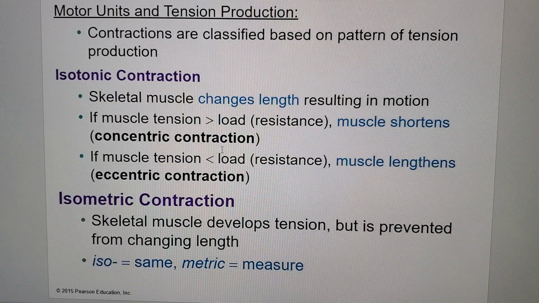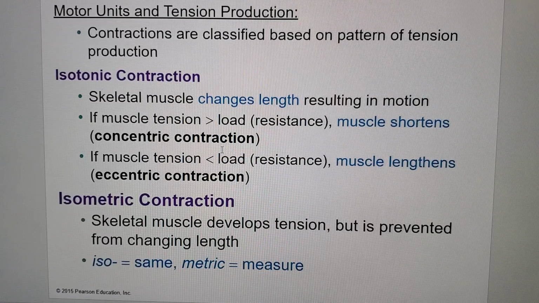Iso means same, and metric means measure. Isometric, these are the same measure. Even when the tension is building, there's no change in the length of the muscle. So if we put our hand up under the table in front of us and lift as much as we can, we're lifting, but the table doesn't come up. So the muscle is developing tension, but it's prevented from changing length. Isometric.